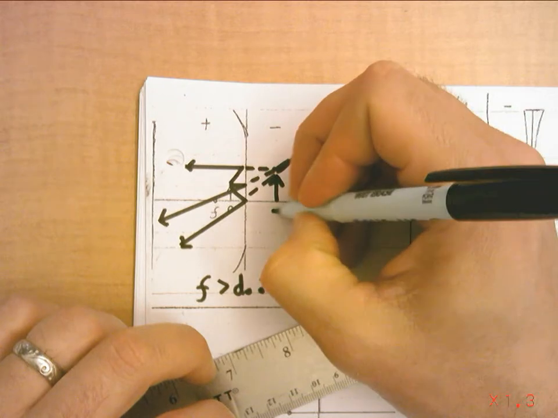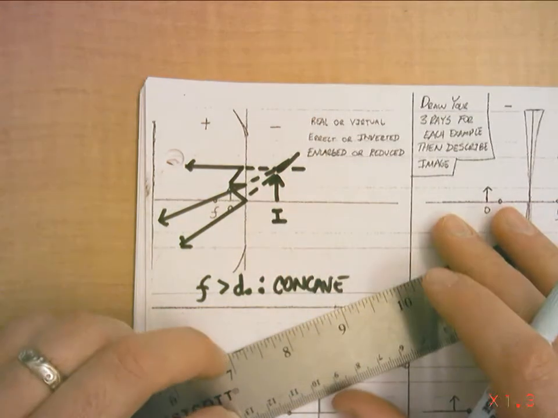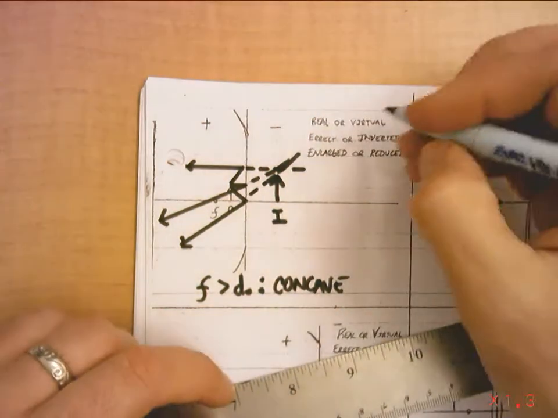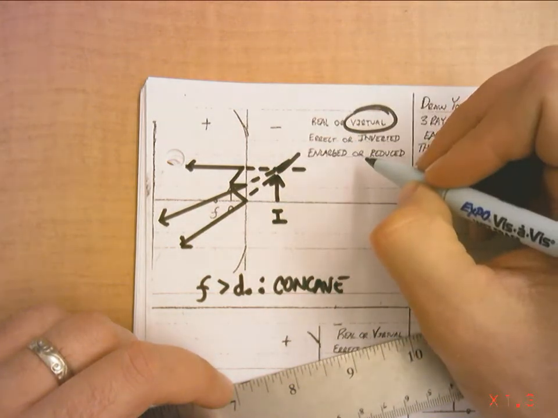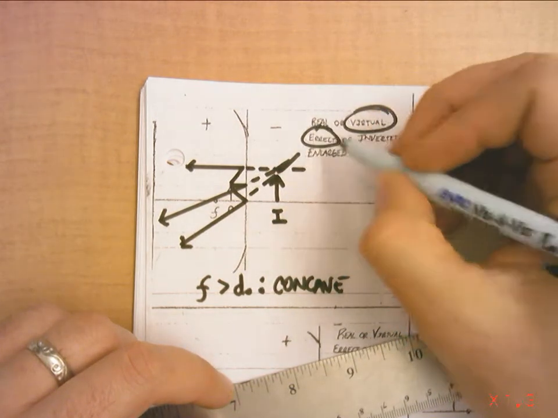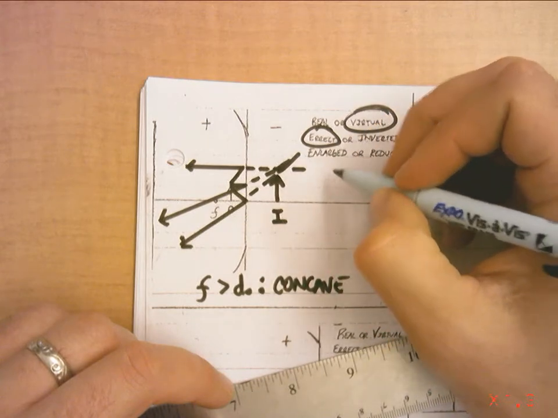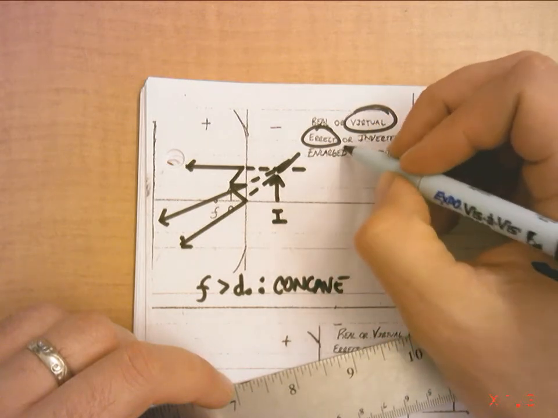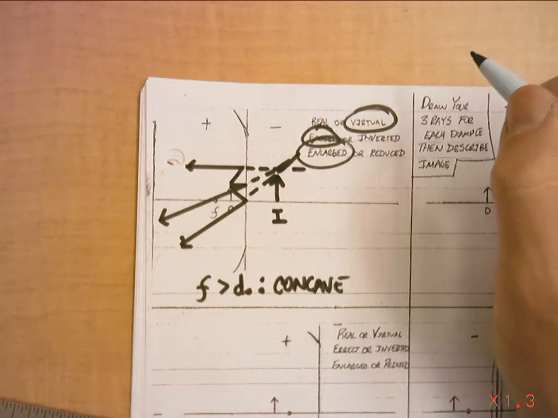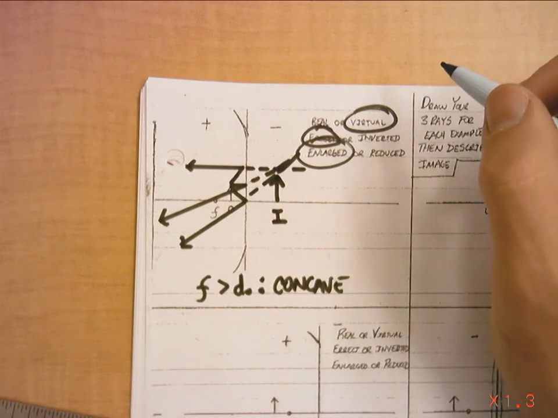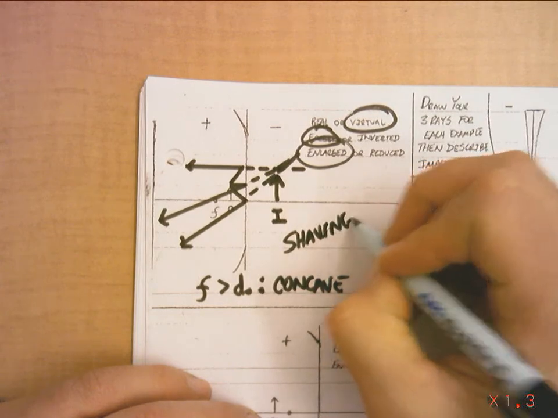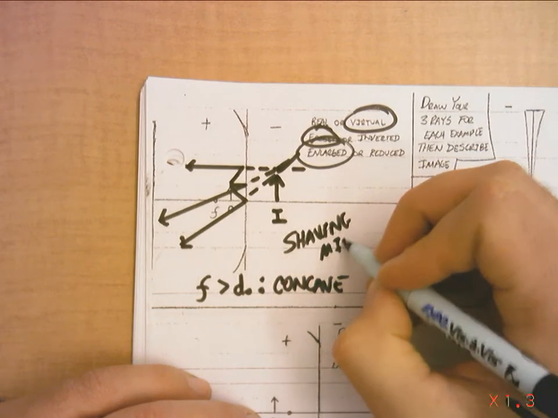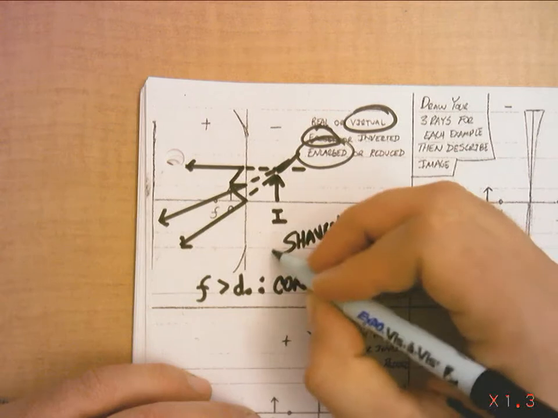So my image is over here. If we had to describe this, we would describe it as virtual, as it forms on the negative side of the mirror, erect as the arrow is pointing up, and I'd also say that it was enlarged. So the question is, what's the real life use for this? Shaving mirror, makeup mirror, compact, whatever you want to say, but that would be a real life example for this.